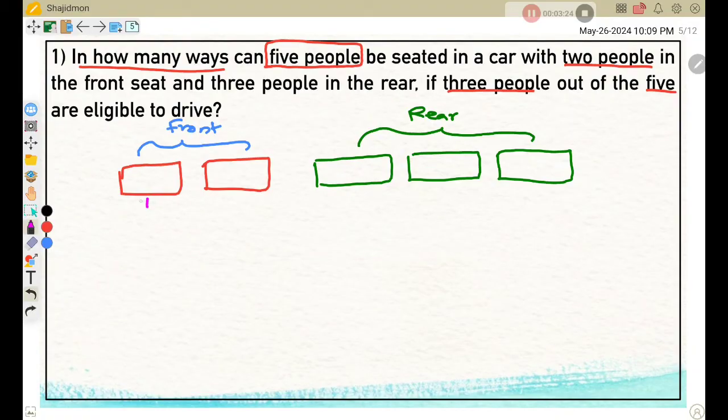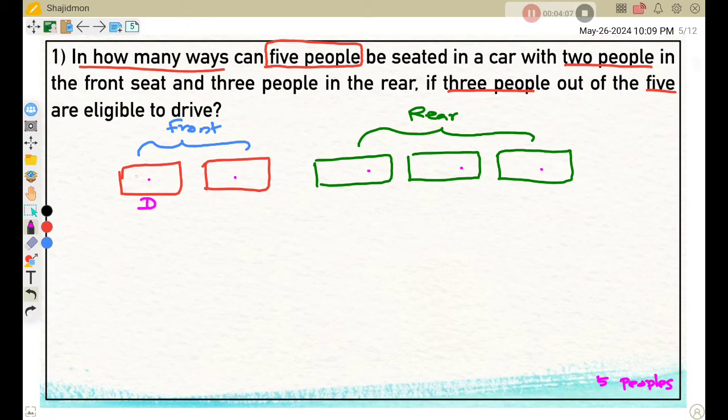For example, this is the driver seat. So what is the question? In how many ways can 5 people, we have totally 5 people, be seated in a car with 2 people in the front seat. So here one person will sit, here one person will sit, 2 people on the front seat and 3 people in the rear seat. So here one, here one, here one. So 5 people are there, 5 seats also, if 3 people out of 5 are eligible to drive. So for the driver seat, 3 people are eligible to drive. So this is what we need to do here.